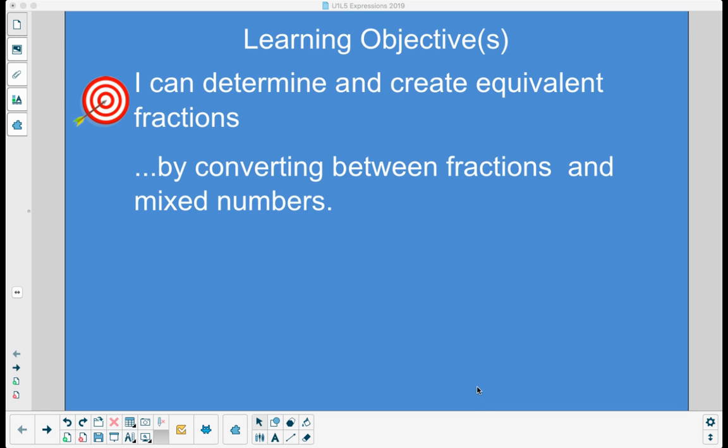I've decided to use a notebook to share this lesson. I thought I could show things a little better on it. All right, so our target again is I can determine and create equivalent fractions.